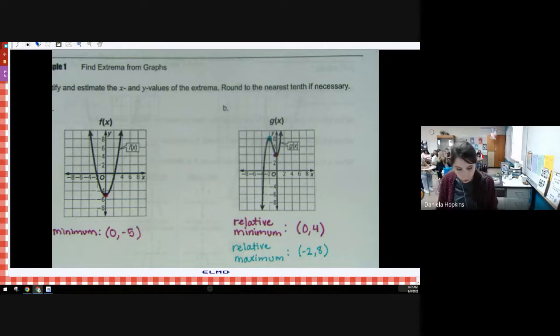I do want to talk about one other example though, just making some meaning out of these, because again, your multiple choice test might have a question where it wants you to make some more meaning out of what these extrema mean in the context of a situation.